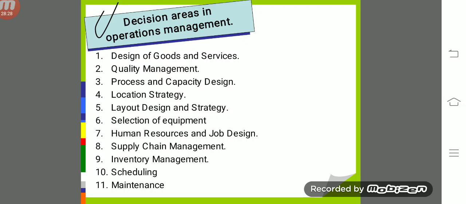Third is process and capacity design. That is it for today's lecture. I will discuss this point from the next lecture. Third point, process and capacity design: from this point we will continue.